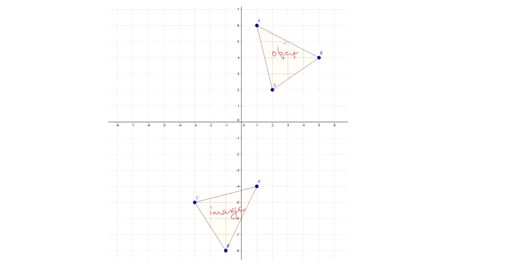Now in order to find the center of rotation, here's what you have to do. You have to take, let's say, the point E and join it to the point E prime. So you're joining the object to its image. That's the first thing you're going to do. Then we're going to find the perpendicular bisector of that line.